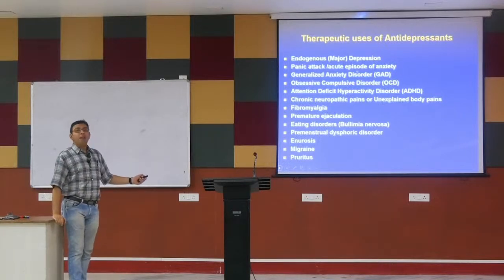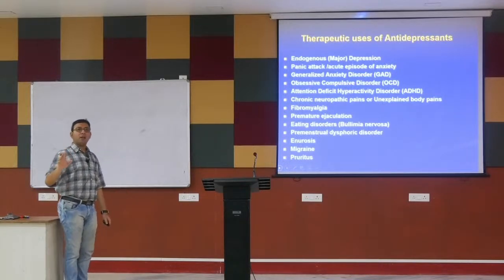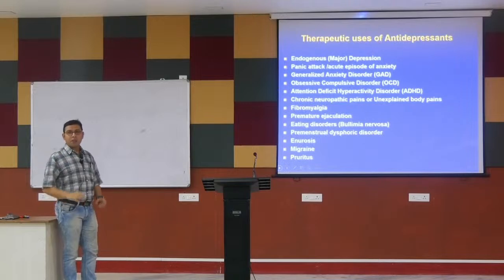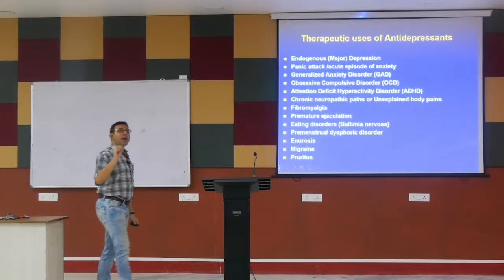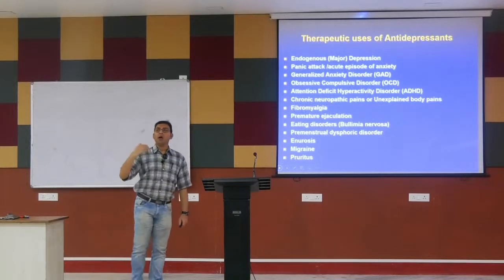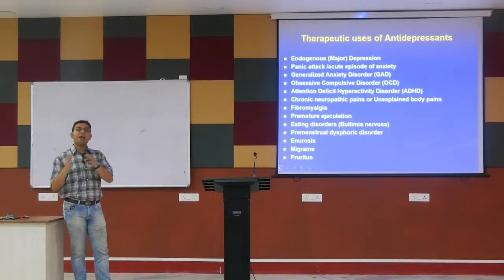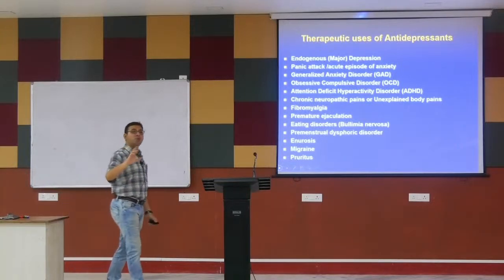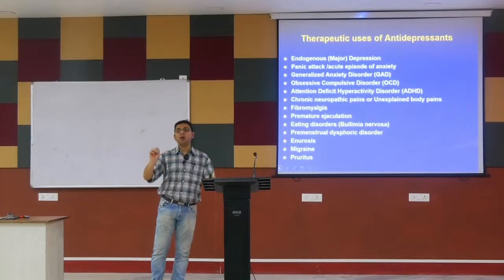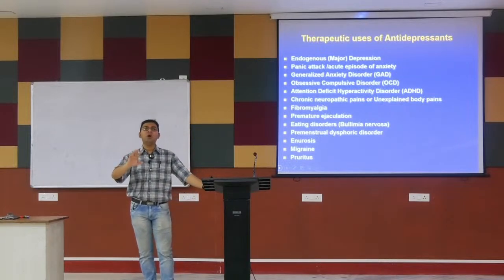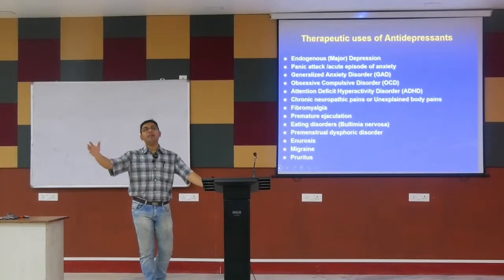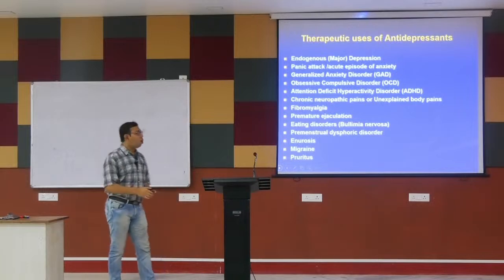So endogenous or major depression is the first indication of the different types of antidepressants. In depression, we have to start with the antidepressant drugs, and we have to wait for a minimum of 2 weeks to 2 months, and then we have to add another antidepressant according to their side effect profiles, or to see whether any interactions between these two are present or not. Or we can change the antidepressant drug if it is not working.